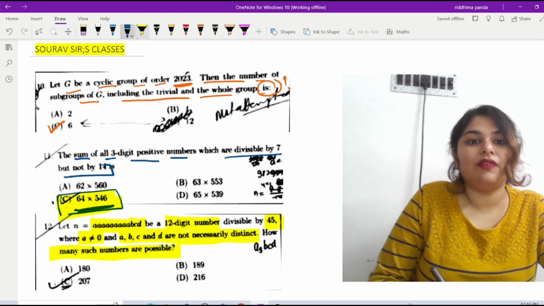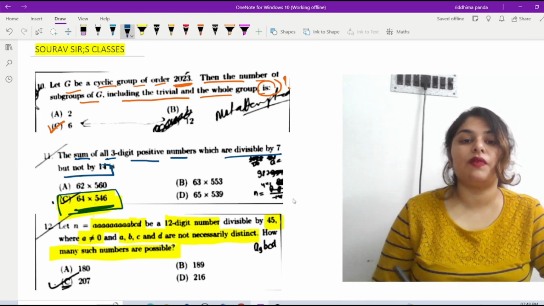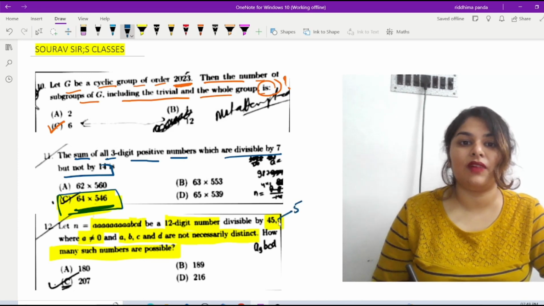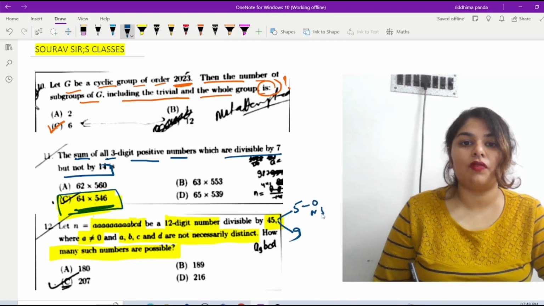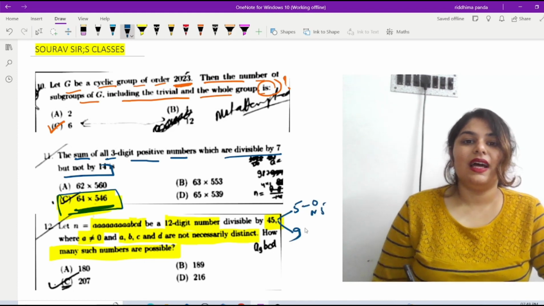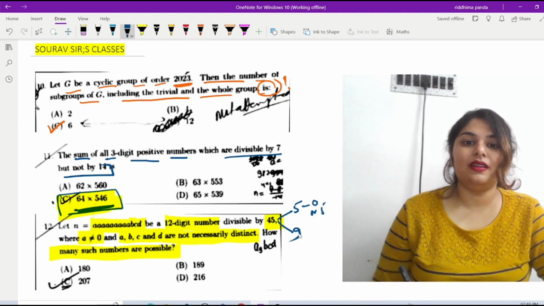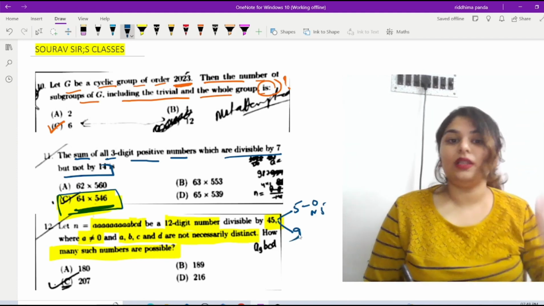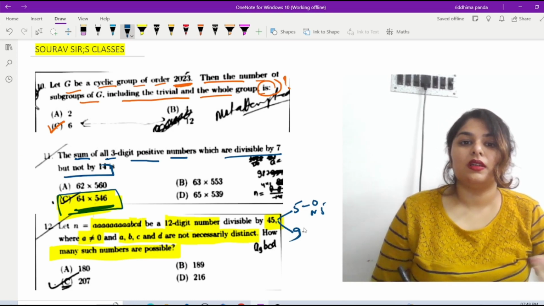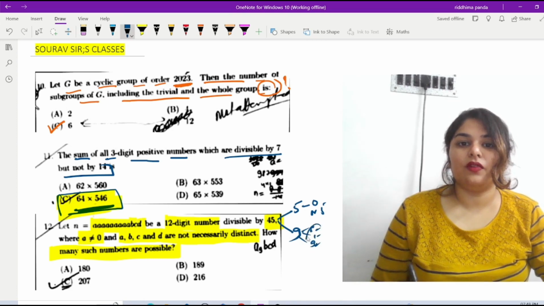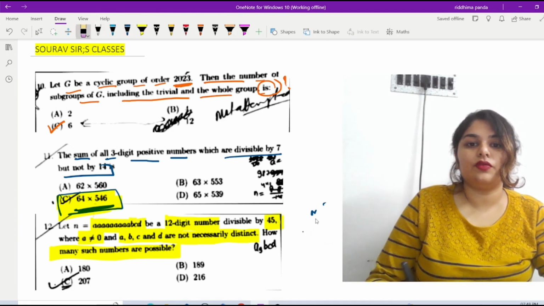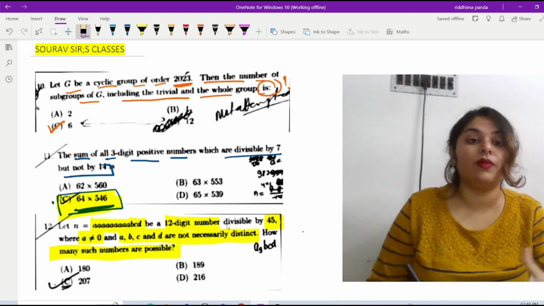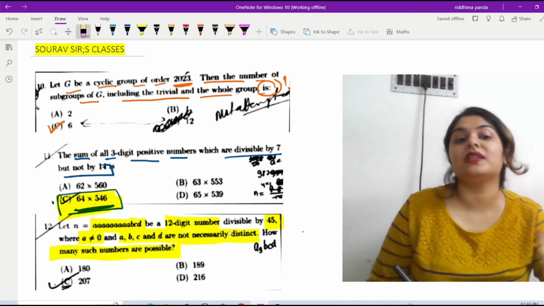Okay. So first of all, if I need a 12-digit number which is divisible by 45, that means it should be divisible by both 5 and 9. Now for a number to be divisible by 5, it should end with 0 or 5, right? And for a number to be divisible by 9, the sum of its digits should be divisible by 9. Okay, so what we need to find out here first is the sum of the digits, right? Because I'm going to find out how many such numbers are possible.